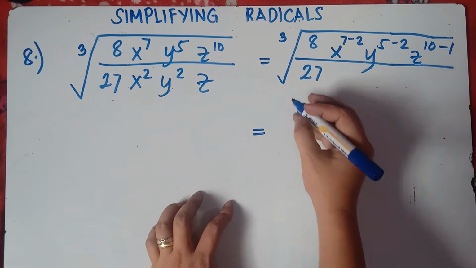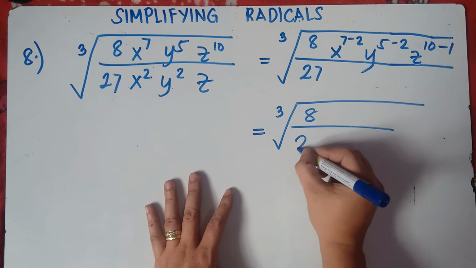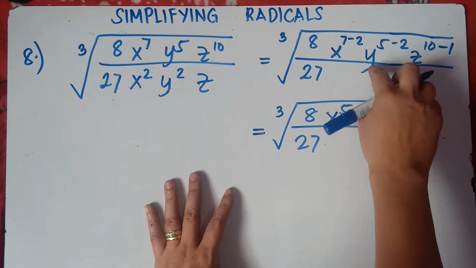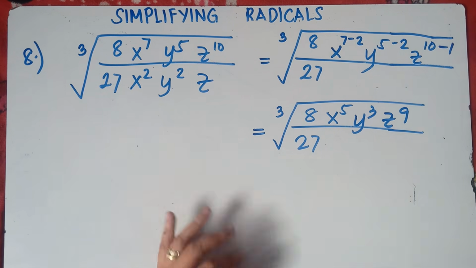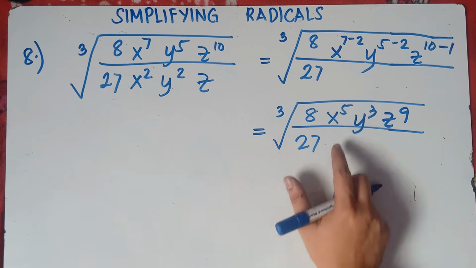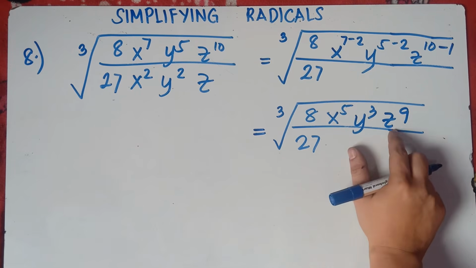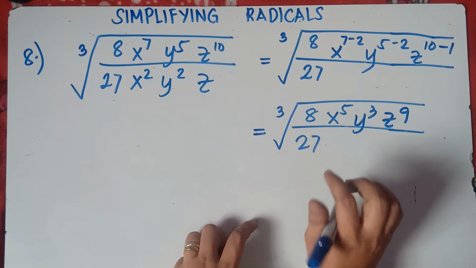So let me copy first the equation: the cube root of 8 over 27, x raised to the power of 5, y raised to the power of 3, and z raised to the power of 9. Now since this is 5 for x, can we divide 5 by 3? Nope, we cannot divide. How about for y? 3 divided by 3, yep. For z, 9 divided by 3, yep, we can divide. So we need to simplify this one first.